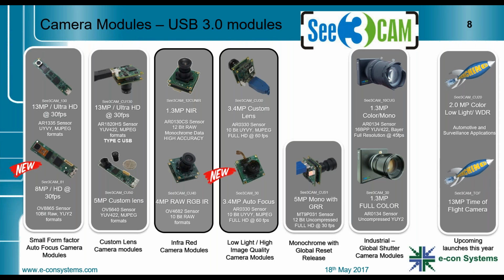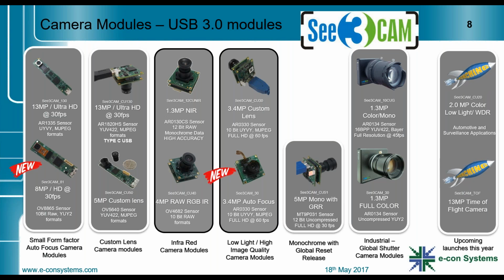To start with, C3Cam CU130. It's a 13 megapixel camera based on Aptina AR1335 sensor. It can support both UYVY and MJPEG. You can stream Ultra HD video at 30 FPS. And this is an autofocus camera, a small form factor autofocus camera. It can fit into any small embedded device.